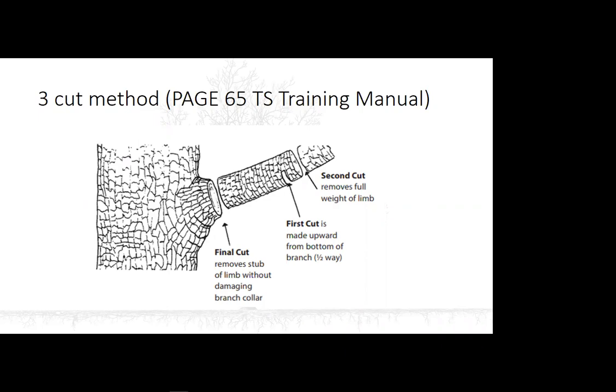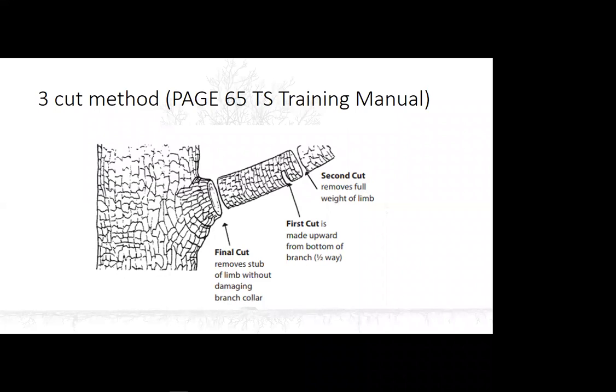And that's why you have that first cut there, and then you make the second cut that takes the weight off the limb, so that if it does crack, it won't tear all the way down into the branch collar and down into the trunk to make a large wound on the tree. And then your final cut, the third cut, is where you remove that little stub that you made.